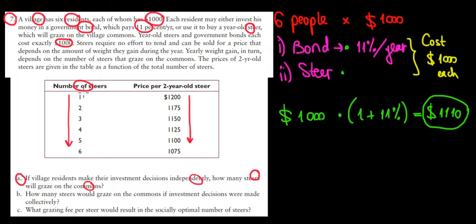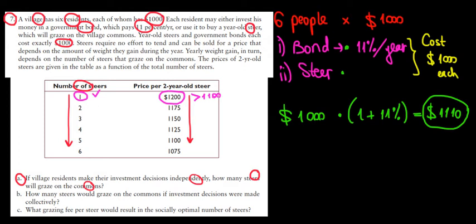And we have to compare this amount with the benefit that they would get from selling the steers. So if the first resident buys one steer, he can sell it on the market for $1,200, and he compares this with the opportunity cost, with the alternative of getting $1,110. Well, this is clearly better. So yes, the first resident will buy a steer.